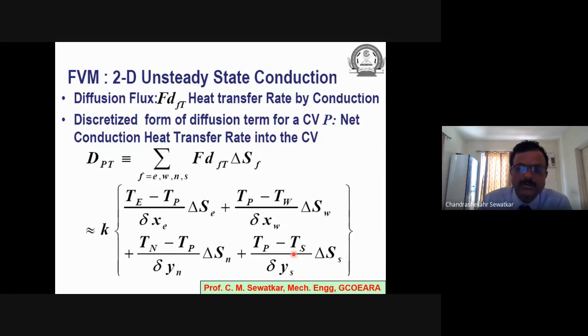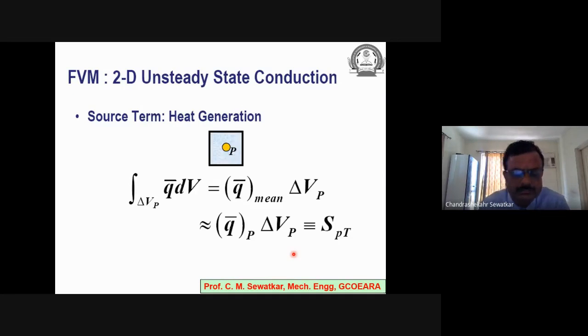I hope you understand. Similarly, we can discretize the source term. The exact representation of the source term using integral form, when we apply it to a small control volume, is integral over delta Vp of Q bar dV.